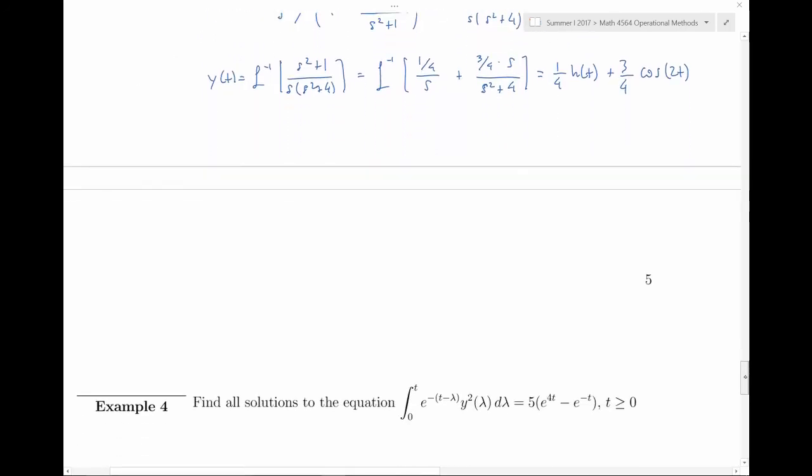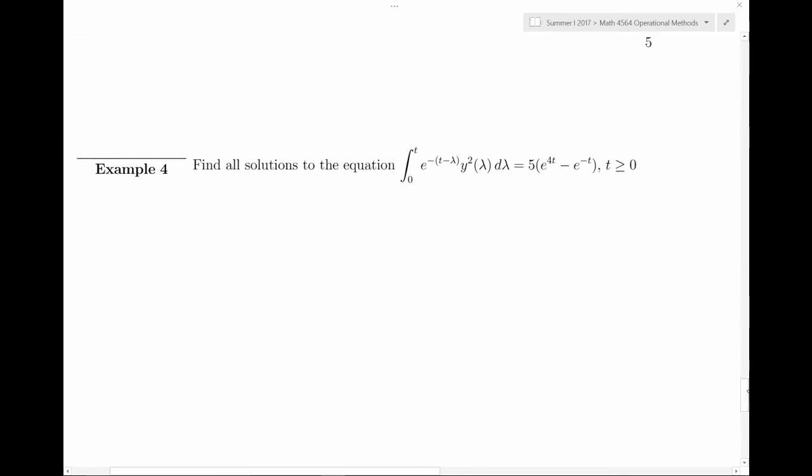Another type of problem convolution can help us with is solving equations with nonlinear integration like this one. We can see that the integral here is the convolution between the function e to the minus t and the function y squared. So we're going to say that f of t is the function y squared of t. And then we have the equation in this form. The convolution of e to the minus t with f of t equals 5 e to the 4t minus e to the minus t.